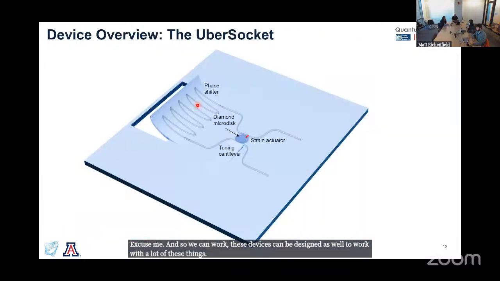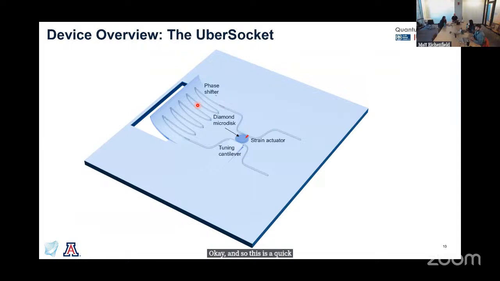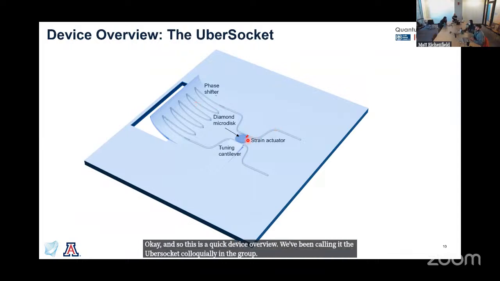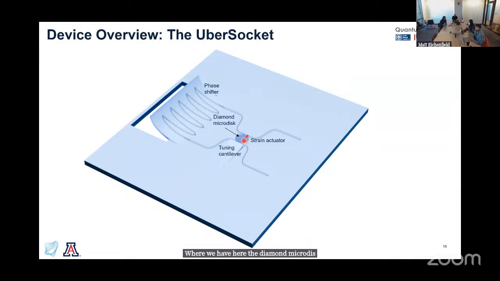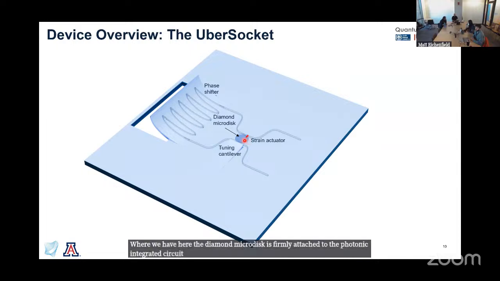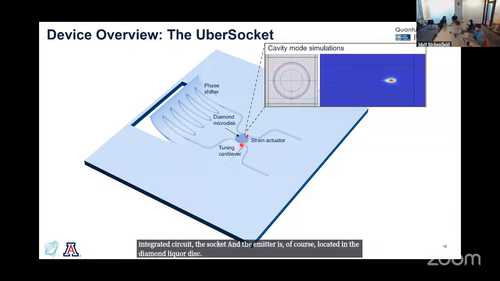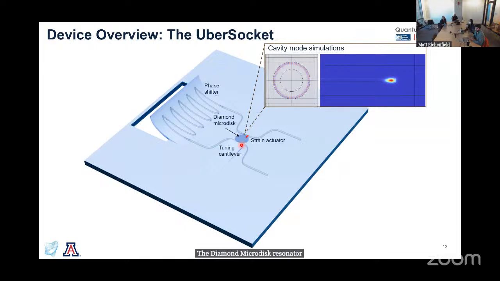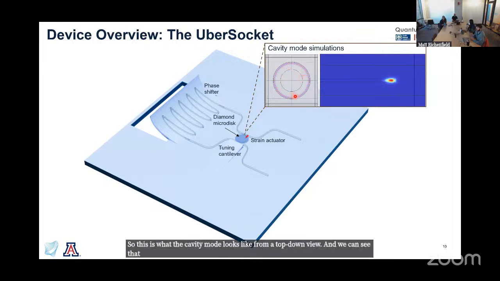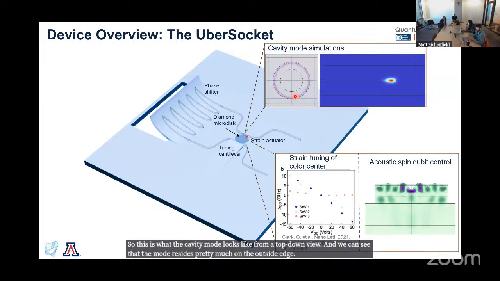Okay, and this is a quick device overview. We've been calling it the Uber socket colloquially in the group, where the diamond microdisc is firmly attached to the photonic integrated circuit, the socket, and the emitter is of course located in the diamond microdisc. The diamond microdisc resonator is a whispering gallery mode resonator. This is what the cavity mode looks like from a top-down view. We can see that the mode resides pretty much on the outside edge of the cavity.